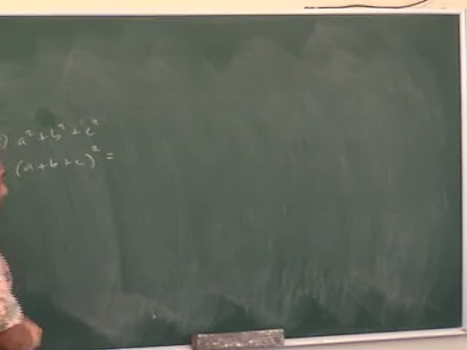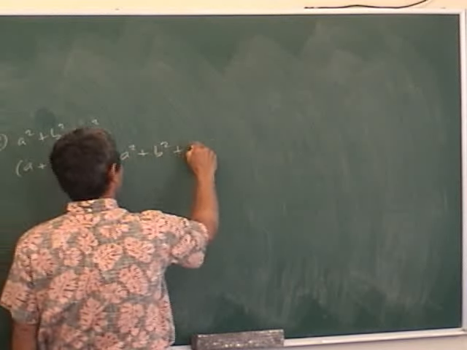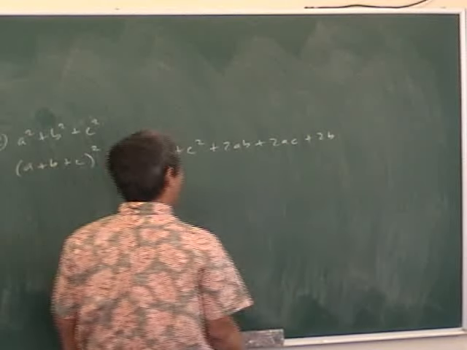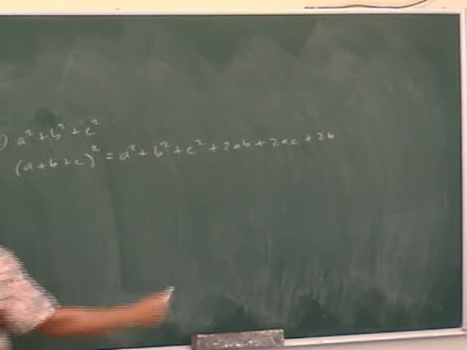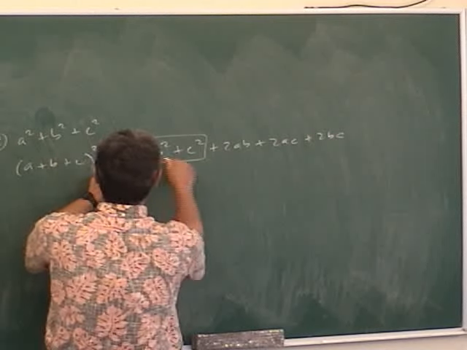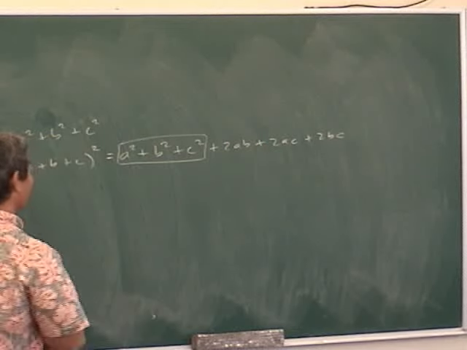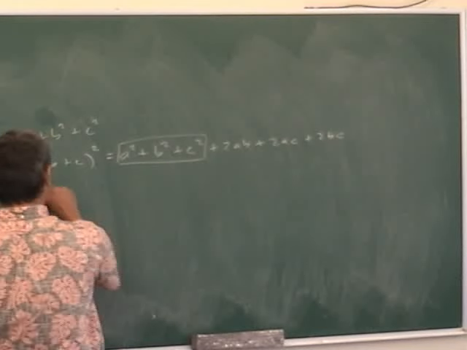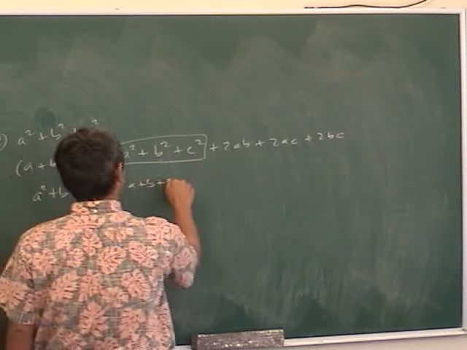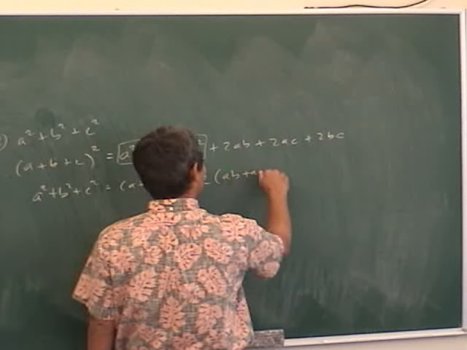Well, what happens when you square a plus b plus c? What do you get? a squared plus b squared plus c squared plus 2ab plus 2ac plus 2bc. That's what you get when you multiply it out. Look at this thing right here. This is the thing we're trying to find. If I know everything else, then I can solve this problem. So what if I solve for this? a squared plus b squared plus c squared is equal to (a plus b plus c) quantity squared, minus all of this, but can't you factor out a 2 and you just get ab plus ac plus bc?